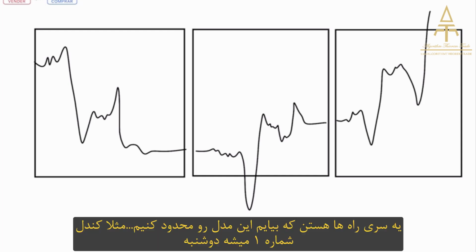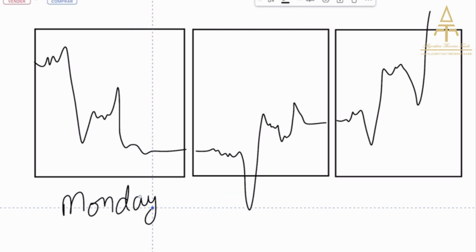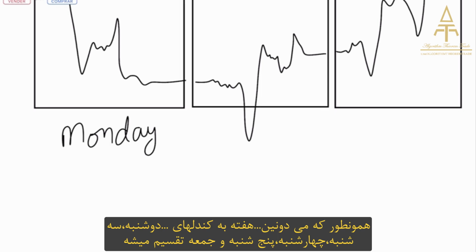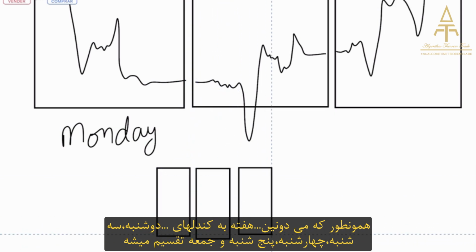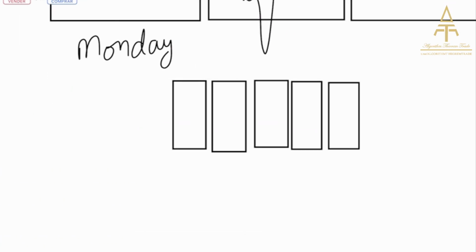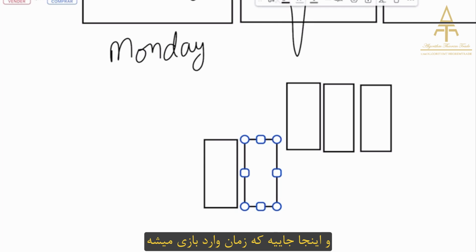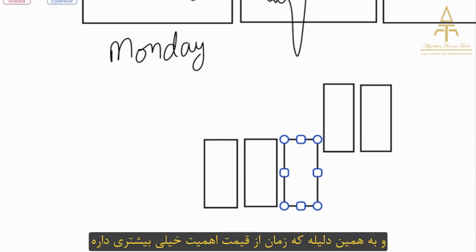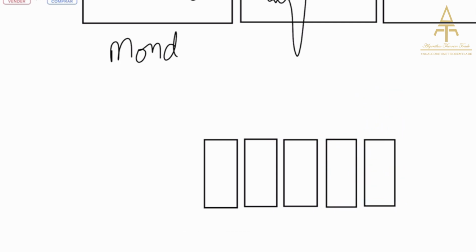There are some ways to narrow this down. For example, candle 1 is Monday, because, you know, the week is divided in two. Monday candle, Tuesday, Wednesday, Thursday, Friday. So in one of these, this is the weekly candle, right? And this is where time comes into play, and this is why time is more important than price. All right, this is the weekly candle.